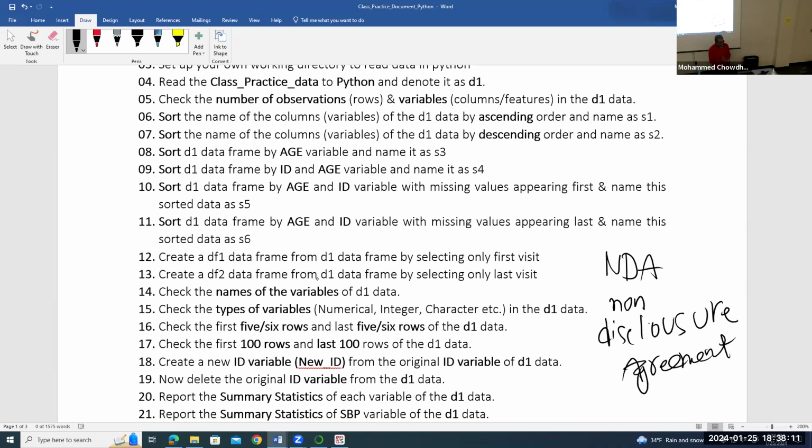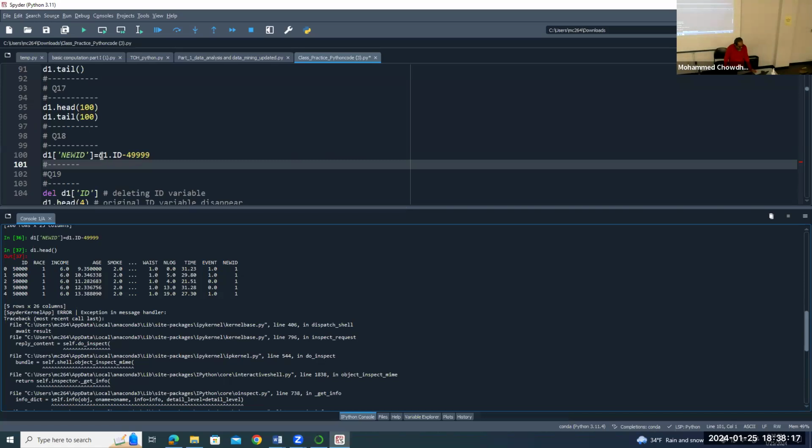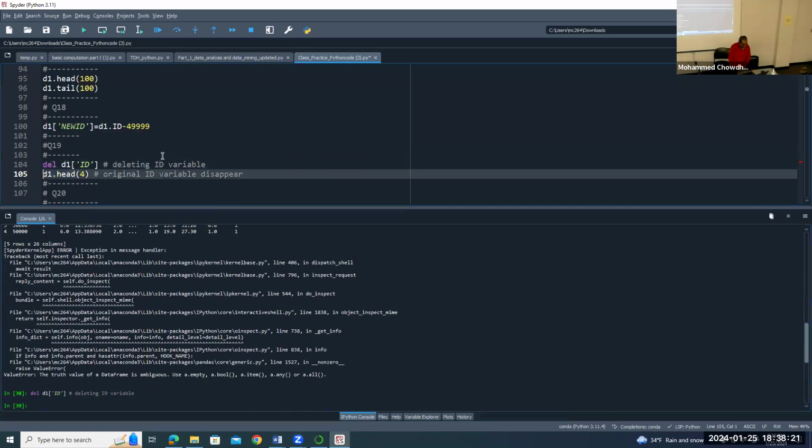So the rationale is, the ID variable exists there. From the ID variable, I created a new ID variable. Now I delete the original ID variable. Are you seeing line number 104? Delete D1 and ID. In line number 104, I am deleting the original ID. Now if you do these things, D1 dot head.